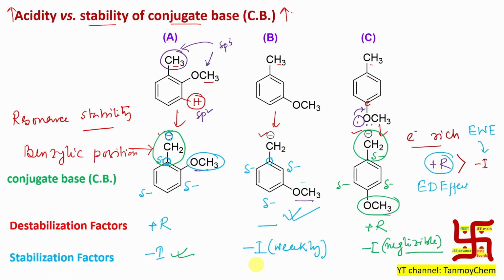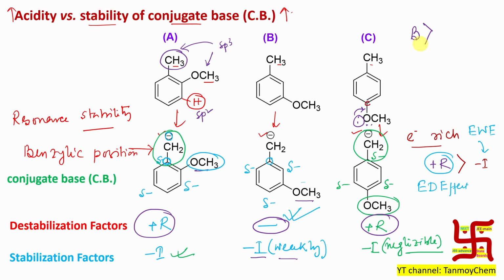Now if you look at this, what will be the order? So from there what you understand is that the destabilizing factor is absent for this B option and a weakly stabilizing factor is present. But if you look at here, the destabilizing factor for this 1, 2, meaning ortho or para, both are present. So from there I can say B will be maximum acidic because the conjugate base is relatively maximum stable. By the way, I am talking about maximum acidic among the 3. So B is the maximum acidic.